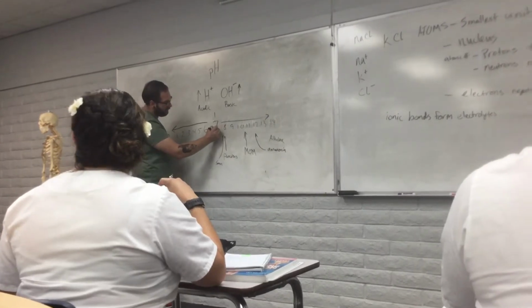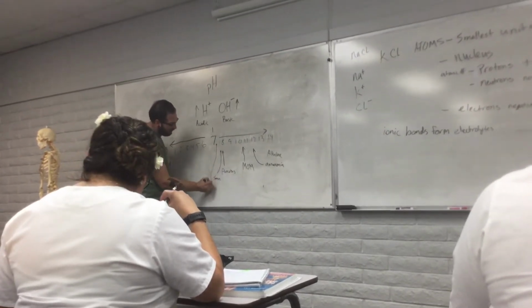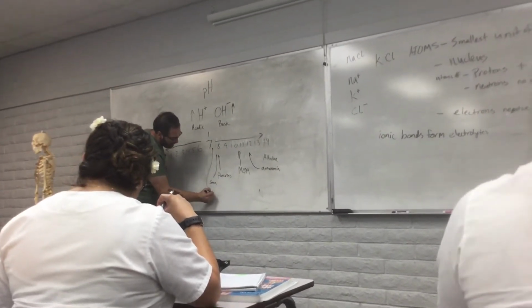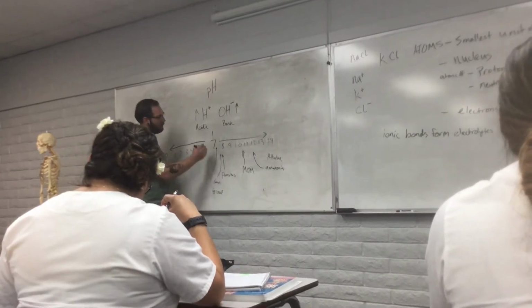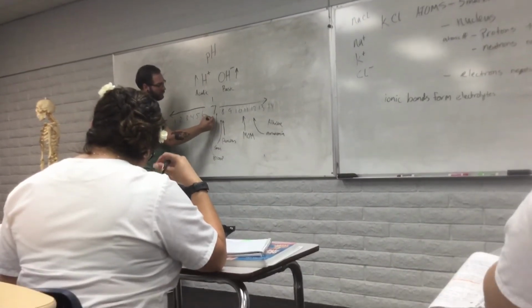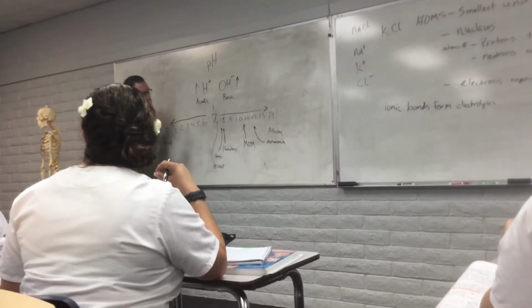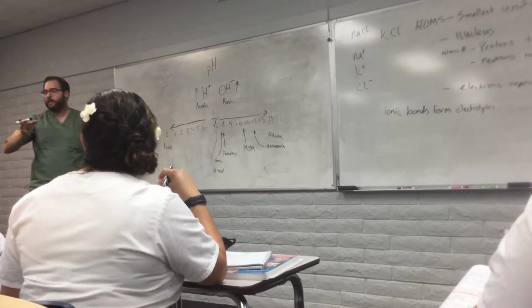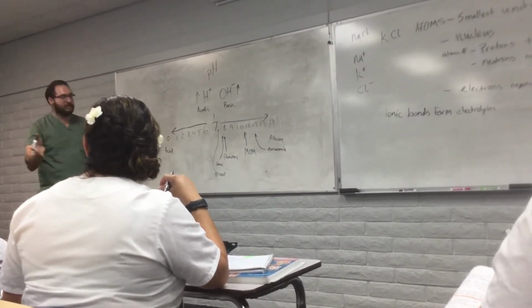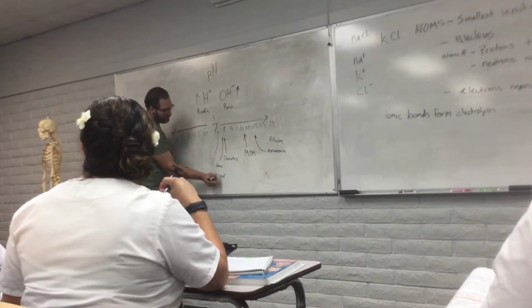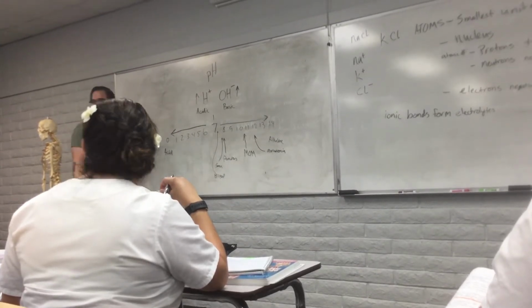Blood is 7.4, and at 7.0 is cytokines. So it's important to remember these numbers. This is just so you can figure out what's normal. Look, what's that number right there? What's it for blood? 7.4.